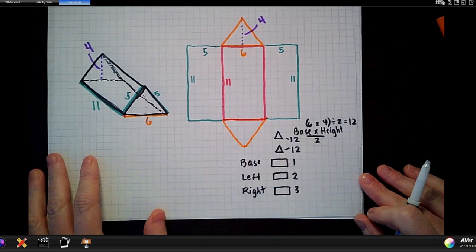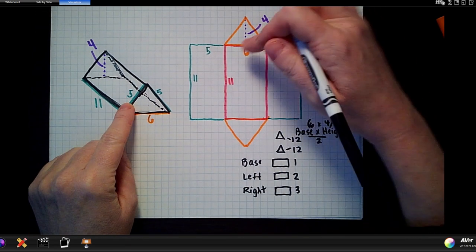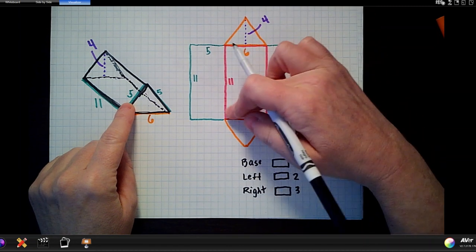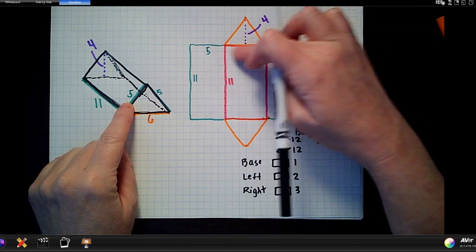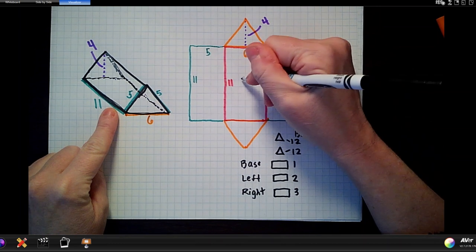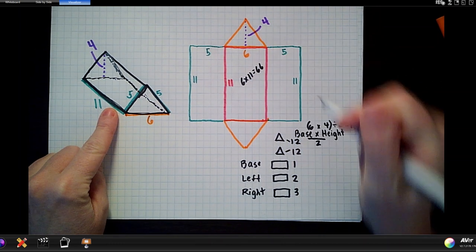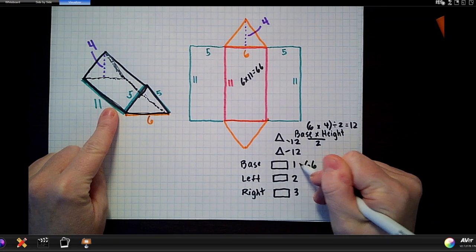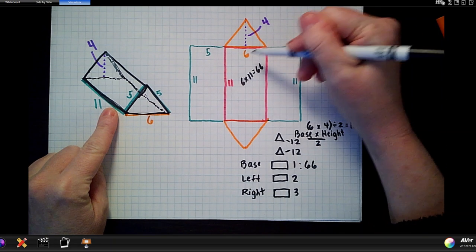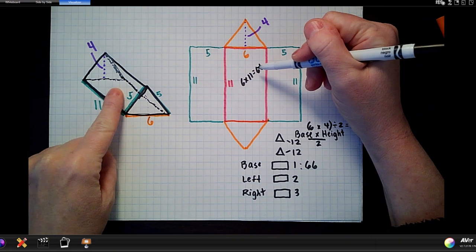So I'm going to start with my base, the middle one. That's the bottom, okay? So I know that the base of my rectangular triangular prism is 6 by 11. So that would be 6 times 11, which is 66. So I'm going to record that. It's 66 units squared. That's the inside there of the base, the bottom of the prism.